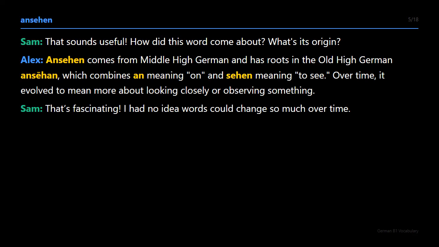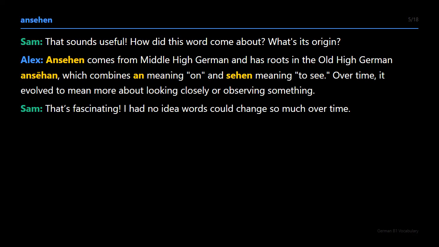Ansehen comes from Middle High German and has roots in the Old High German Anschauen, which combines meaning on and Sehen, meaning to see. Over time, it evolved to mean more about looking closely or observing something. That's fascinating. I had no idea words could change so much over time.